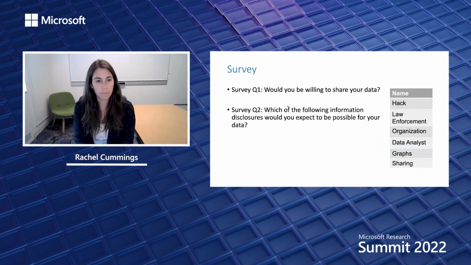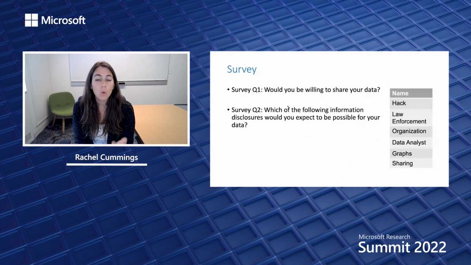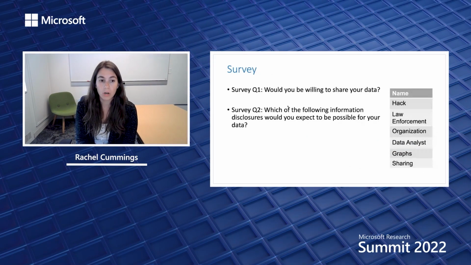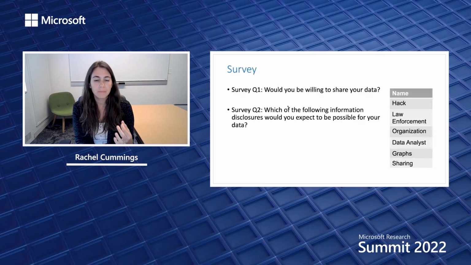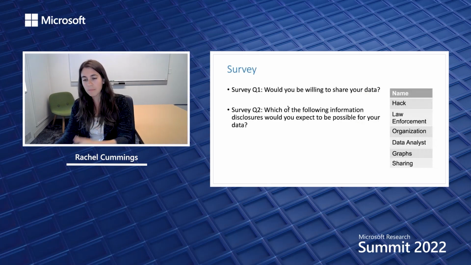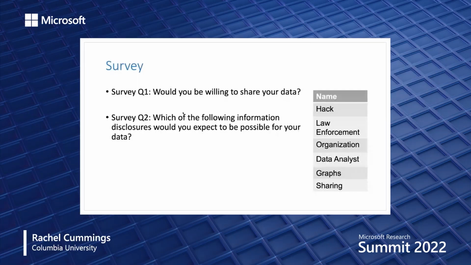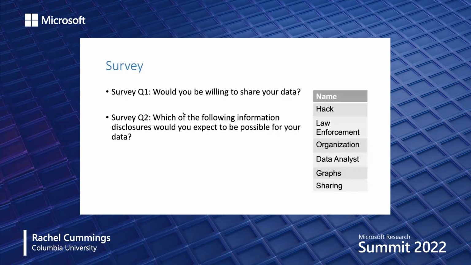It was very brief. And we first asked, would you be willing to share your data? And then we asked, which of the following information disclosures would you expect to be possible for your data based on this privacy description that was provided? And we gave them 6 different possibilities, and we gave them information about what these entail, and these 6 arose out of prior work as well.